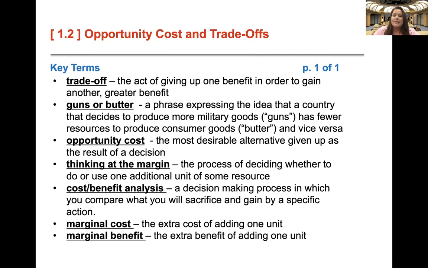Opportunity cost. This is the most desirable alternative given up as a result of the decision. Okay. I am going to do a different screen here so that I can actually show you what I'm talking about. So if I asked you, what would you be doing right now other than this video? Okay. One of you would probably say, oh, well, first thing I'd be doing is sleeping. Help if I can spell. If I said, well, if you couldn't sleep, what would you do?